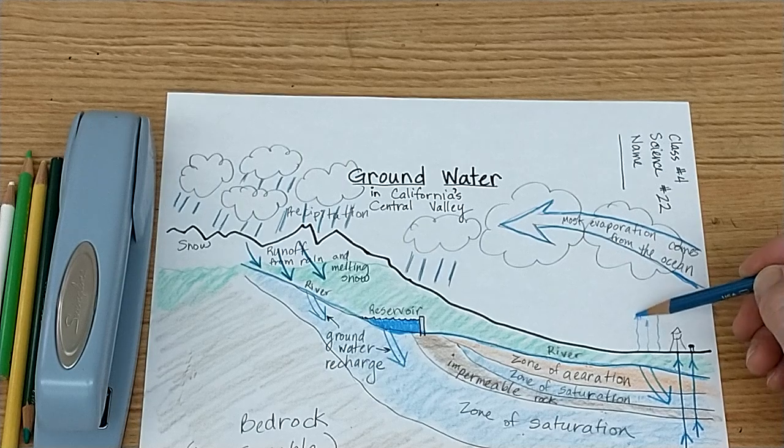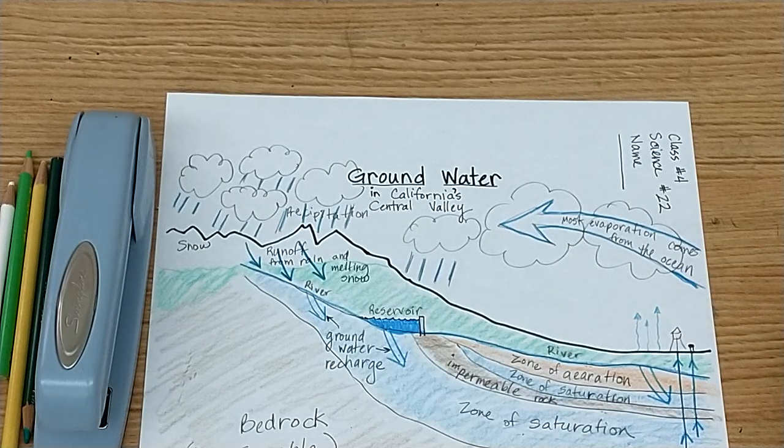22% of the fresh water on the surface of the earth is groundwater.